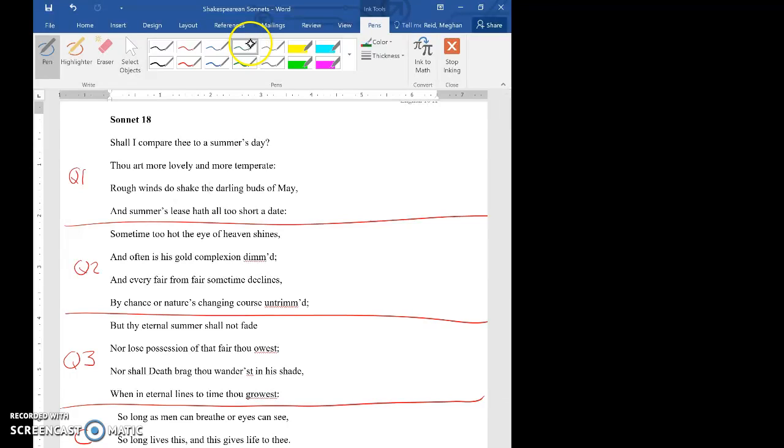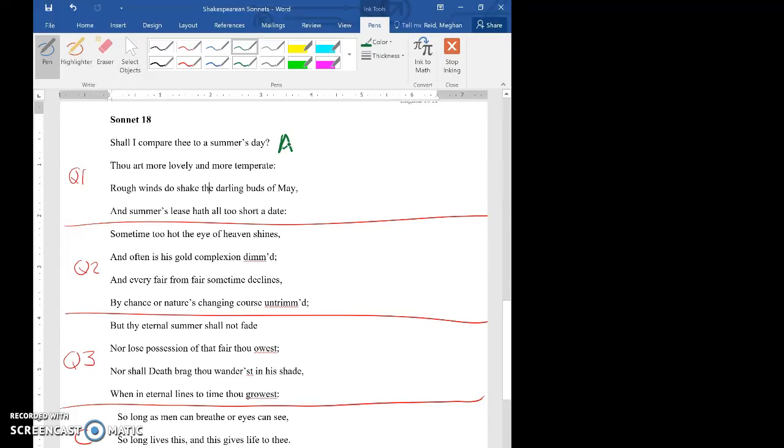So this is going to help us to better access the rhyme scheme. So I'm going to change my pen color, and we're going to explore the rhyme scheme in particular. So when I'm looking at the first quatrain, I take a look at all of the lines. Shall I compare thee to a summer's day? Thou art more lovely and more temperate. Rough winds do shake the darling buds of May, and summer's leaf hath all too short a date. So let's look at those last words to see if we can find our rhyme scheme. Day, temperate, May, date. So the first end line always gets the letter A.